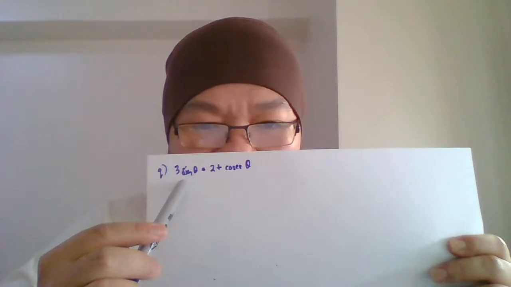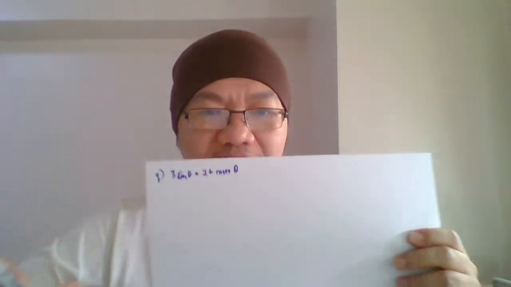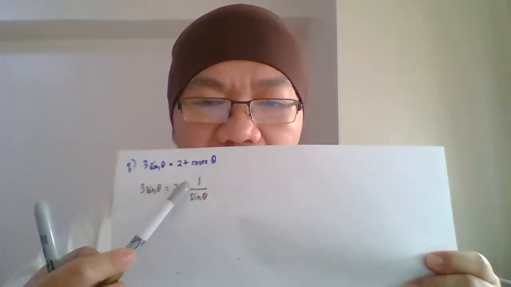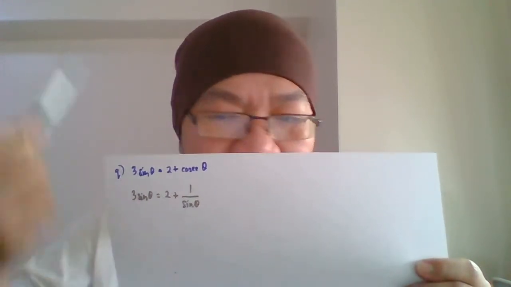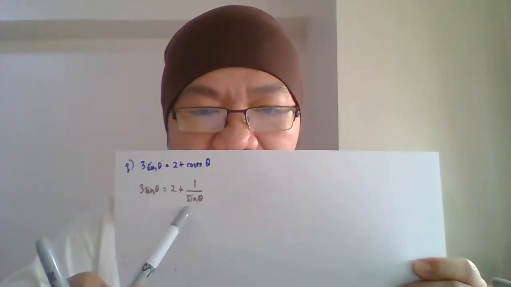Now, this is not the simplest trigo. You must simplify the cosec. You must convert the cosec to the basic trigo, which is 1 over sine. So 3 sin theta equals 2 plus 1 over sin theta, because cosec equals 1 over sin theta. Okay, always remember that. Cosec equals 1 over sin theta. Now, we got a fraction. I don't like fractions. You guys don't like fractions either. So, how do we eliminate the fraction? Everything here, we times with sin theta. Okay? We need to times with sin theta.